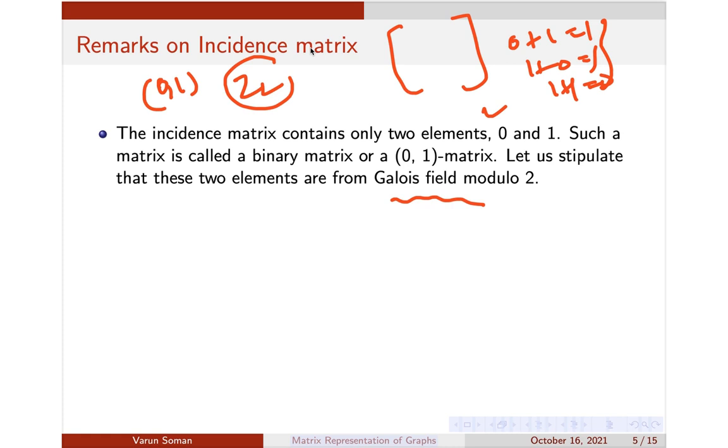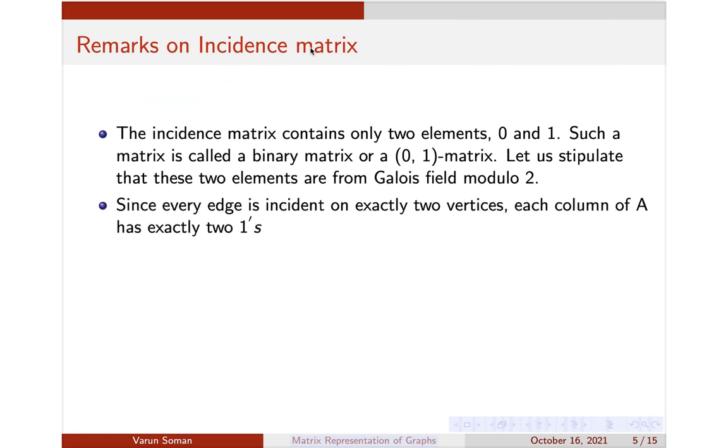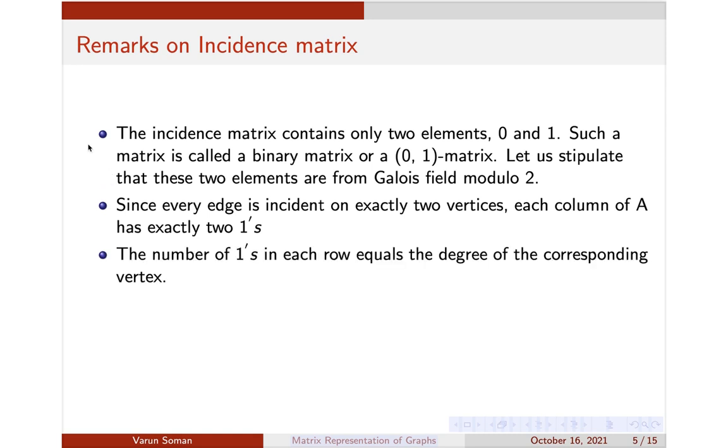So moving forward, you can see that since every edge is incident on exactly 2 vertices, each column has exactly 2 ones. Already you have discussed this concept. Also, you know that when you add up all the ones in each row, you will get the degree of the vertex. So if a row has only 0s, that means no edge is incident on that vertex, and that means it is an isolated vertex.